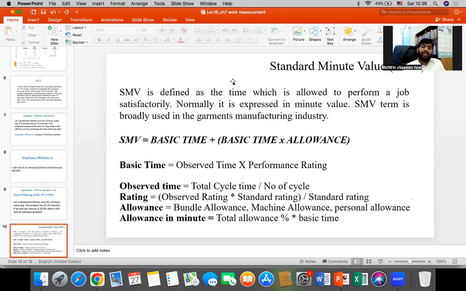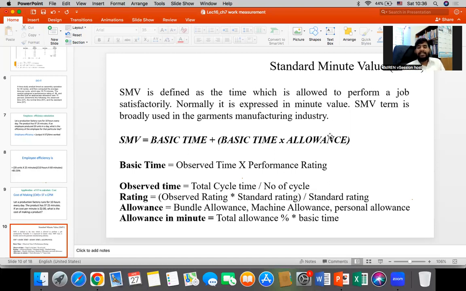This is the summary of the discussions. Say for example, observed time: what is the observed time? How do we calculate observed time? Sum of x divided by n. Here it says total cycle time. Total cycle time, isn't it sum of x, and number of cycles? What is the number of cycles? It is n.